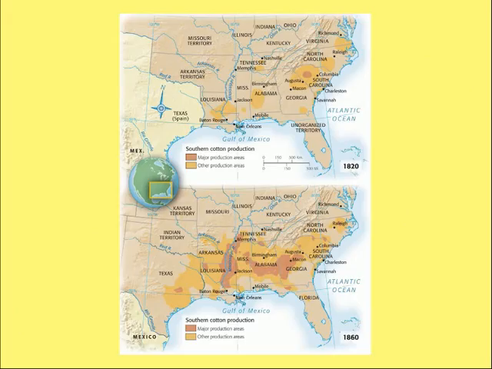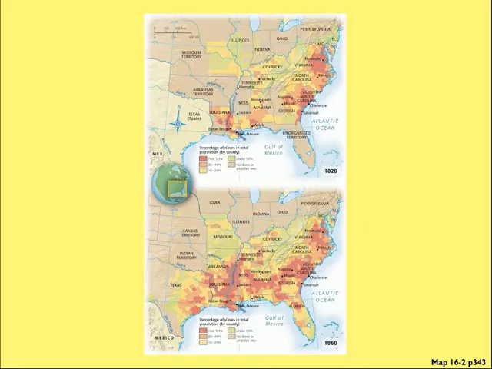Here's another map showing the expansion of cotton production, 1820 to 1860. You can see the expansion into this new Deep South of Georgia, Alabama, and Mississippi, and then the Old South is Virginia and the Carolinas. So it's a new economy, and it's showing the slaves.